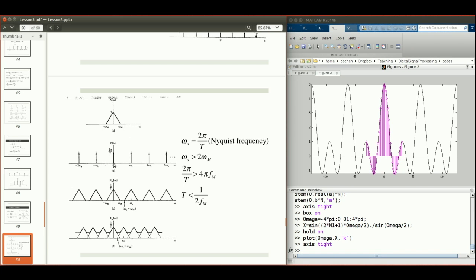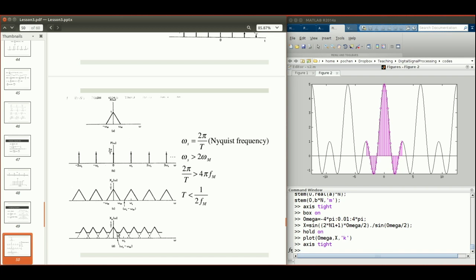So if omega s is wider than 2 times omega M, then you get this kind of repeating pattern. But if omega s is smaller than 2 times omega M, then the two neighboring triangles are going to interfere with each other. You end up with this kind of thing. The triangles are no longer separated. What you're actually obtaining is no longer individual triangles, and you have to superpose those two neighboring triangles.